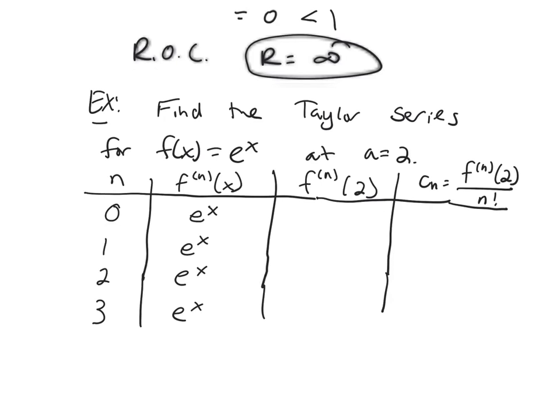So here's where it's a little bit different than last time. I'm plugging in 2 now instead of 0. So I'm going to get e squared, e squared, e squared, e squared. Okay, as I'm plugging in 2 for x.